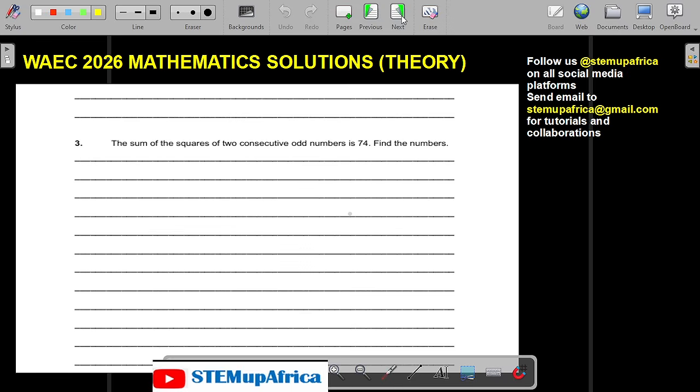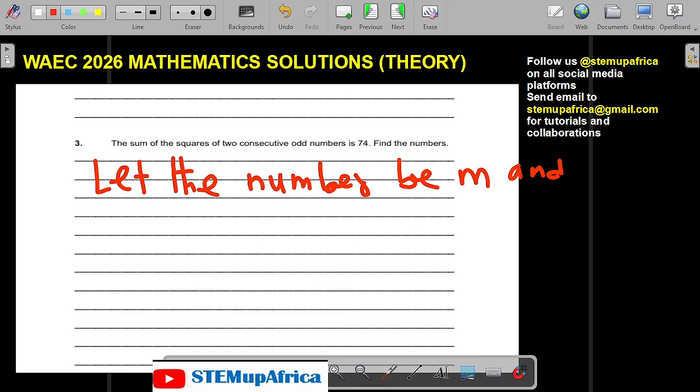So let's look at question 3. Question 3 says the sum of the squares of 2 consecutive odd numbers is 74. So you should find the numbers. 2 consecutive odd numbers, sum of the squares of them. So we can say let the numbers, there are 2 numbers, be m and m plus 2.